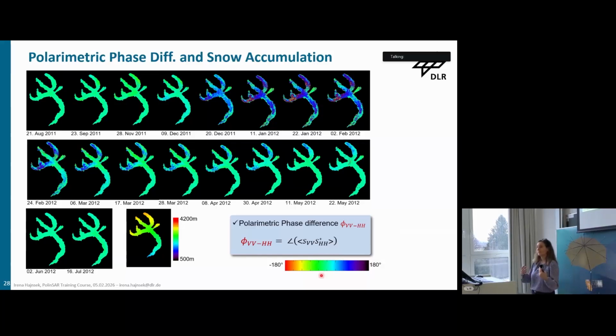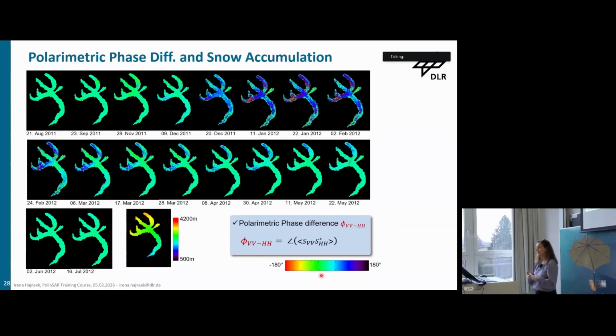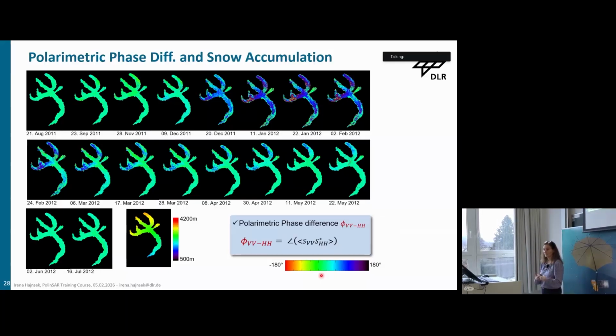So what you see here is the phase, coded between minus 180 and plus 180 degrees, so this is a phase that has this 360 degree phase cycle, and everything that is green is zero phase, which means we have no change between H and V, so there's no difference. But if you have bluish colors or yellow and reddish colors, you have a strong phase difference between these two channels. And if you start now, again, we know already that in August we have melting ongoing.